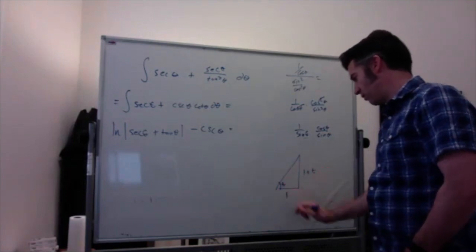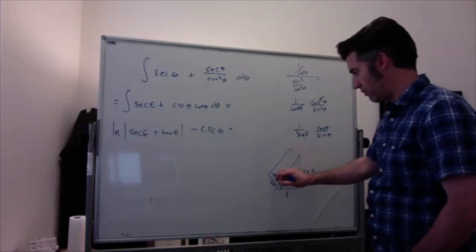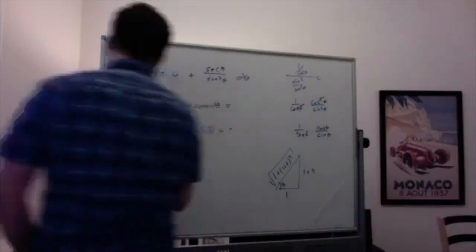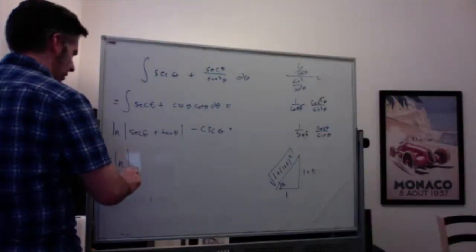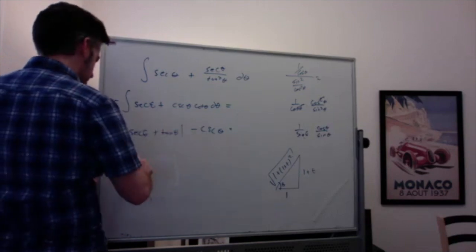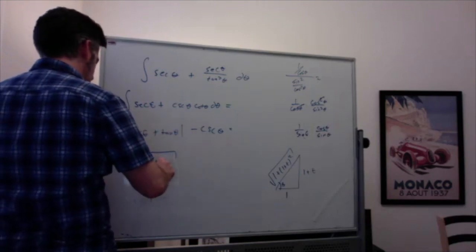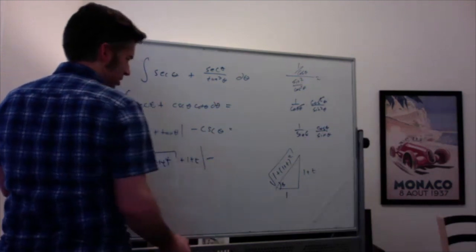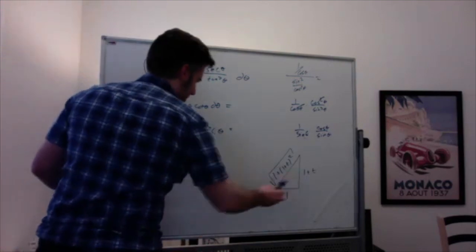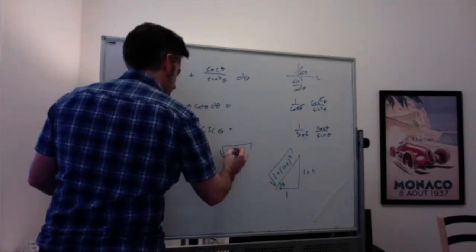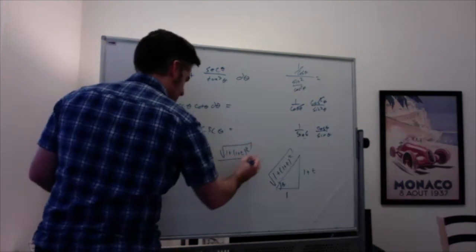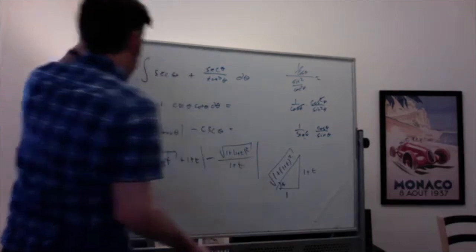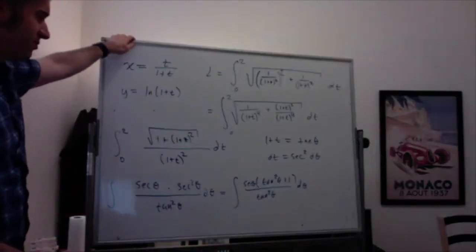Tangent theta is 1 plus t over 1. The third side here is the square root of 1 plus t squared. So we end up getting the natural log of the absolute value of secant theta, which is the square root of 1 plus t squared, plus tangent theta, which is 1 plus t, minus cosecant theta, which is this over this. That was gross. And then we plug in from 0 to 2.